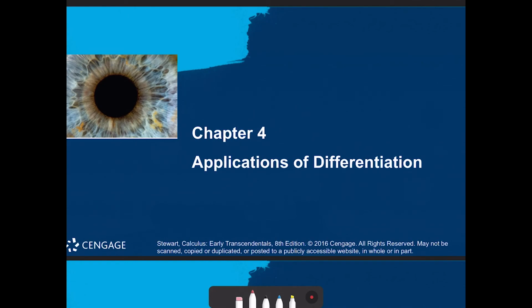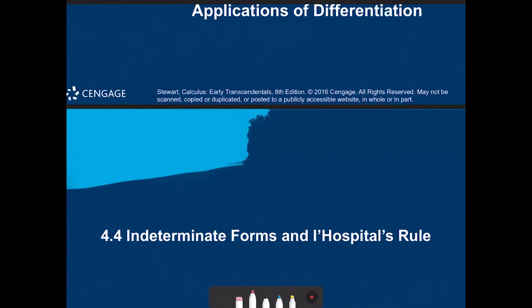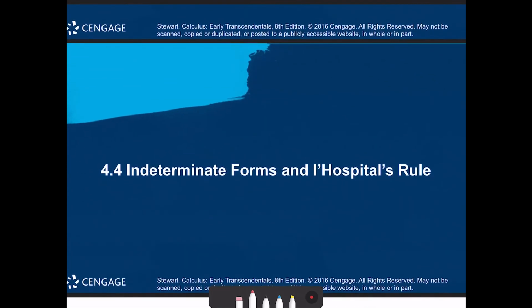Welcome to Chapter 4, Applications of Differentiation. We're going to be following the slides from Stewart and his calculus text, Early Transcendentals, 8th edition. We're looking at Section 4, Indeterminate Forms and L'Hopital's rule.